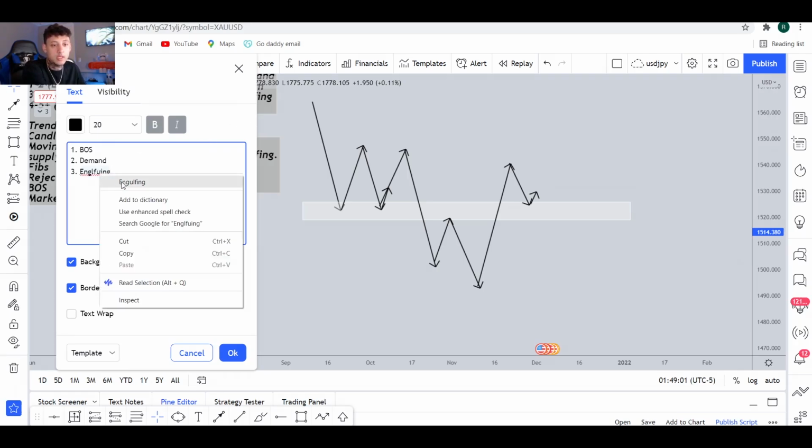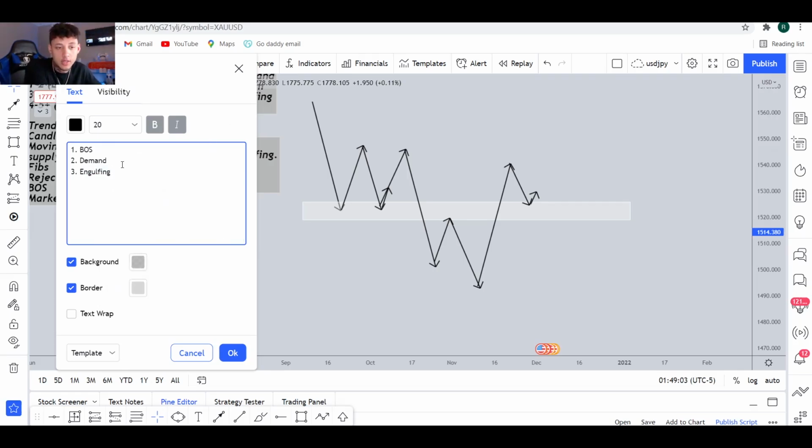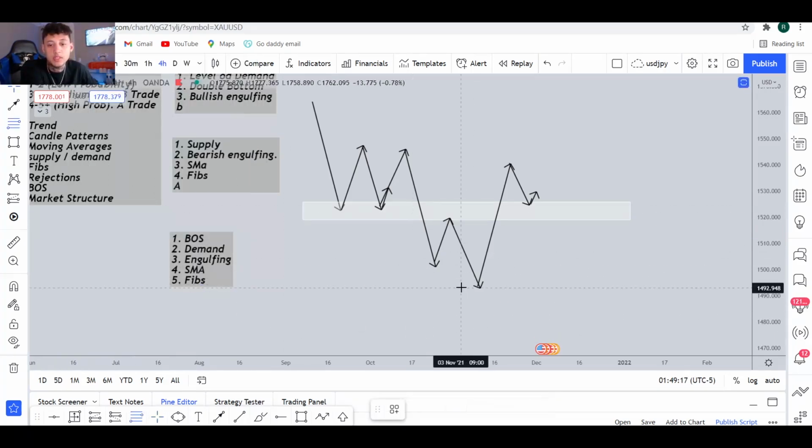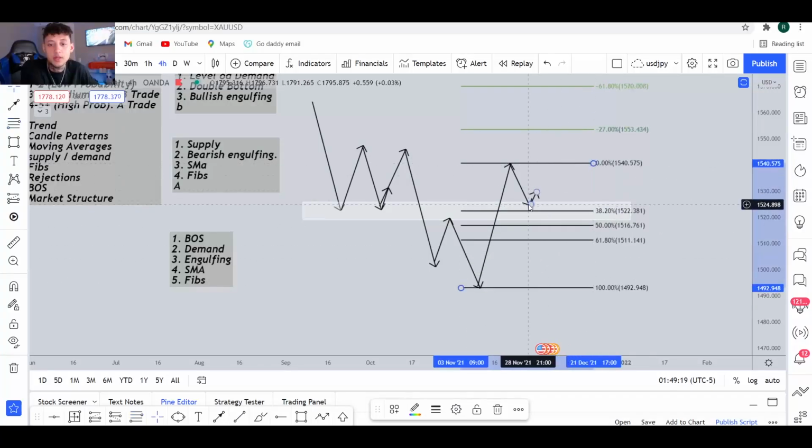Wow, I'm really bad at typing today. We have an engulfing candlestick pattern. 4, we have the SMAs. And 5, we have fibs, right? So right here alone, we have 5 confluences. So you already know if it's 4 plus, that is a high probability setup. Why is this a high probability setup?